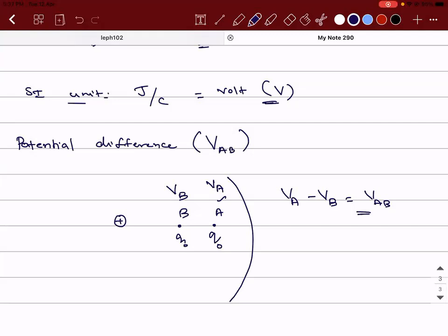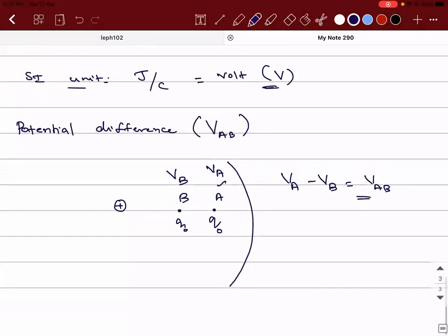You're finding the difference between two points whose potentials are VA and VB. That's it. VA minus VB is the potential difference between the points A and B. So each point will have a potential. So I'll tell you what is the language they use.